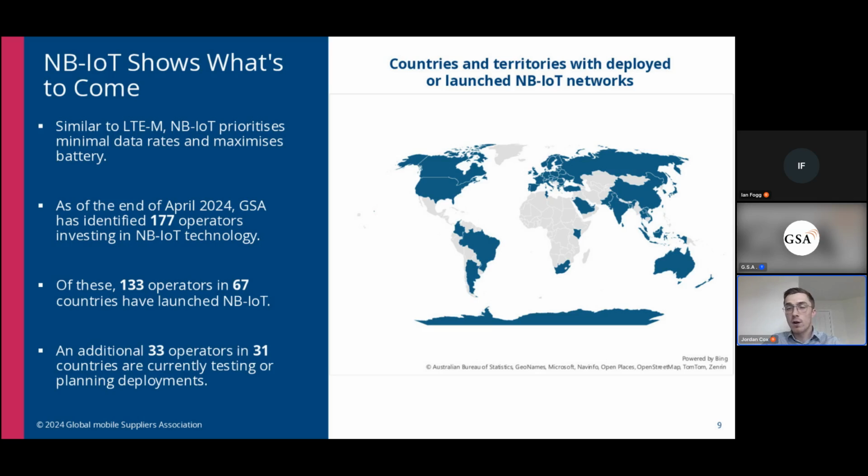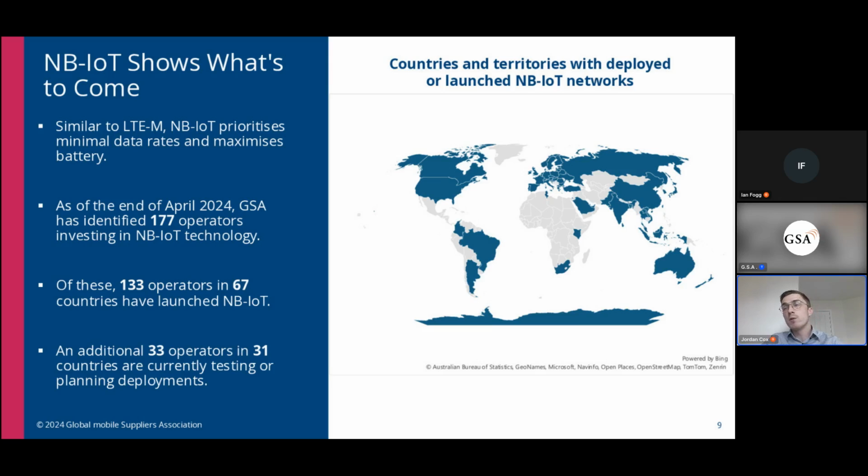NB-IoT, or narrowband IoT, which is tailored for low power, wide area network applications, similar to LTE-M as just discussed, prioritizes minimal data rates and maximizing battery life. Although it is worth noting that whilst NB-IoT does effectively serve the needs of basic IoT sensors and trackers, it falls short for applications needing higher throughput or lower latency, hence where 5G RedCap comes in.